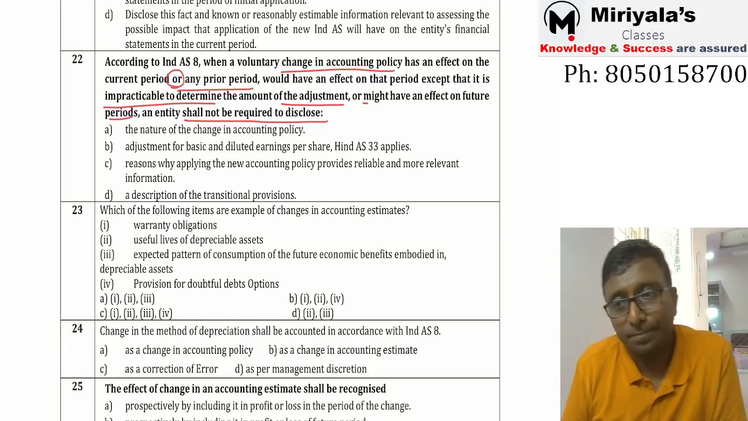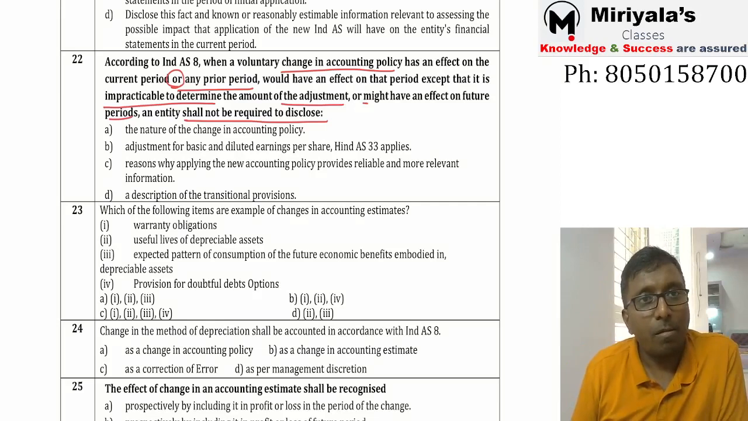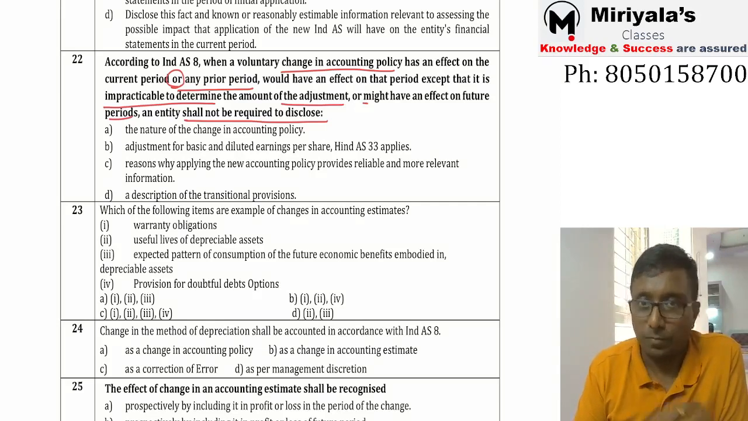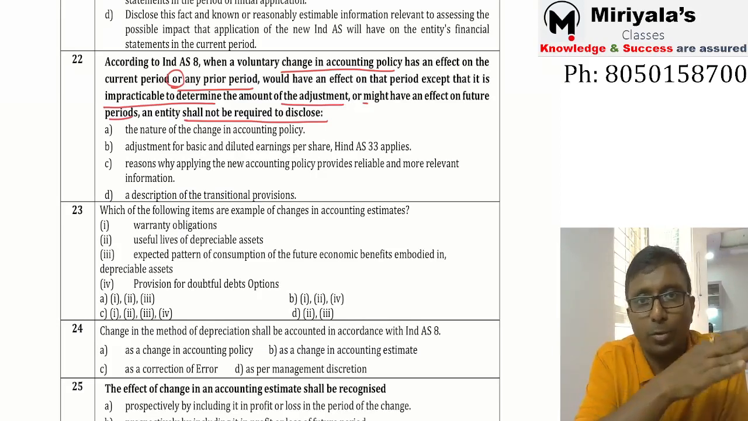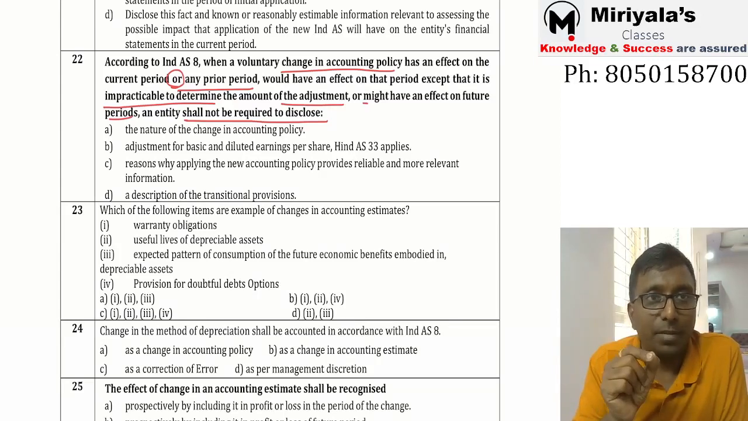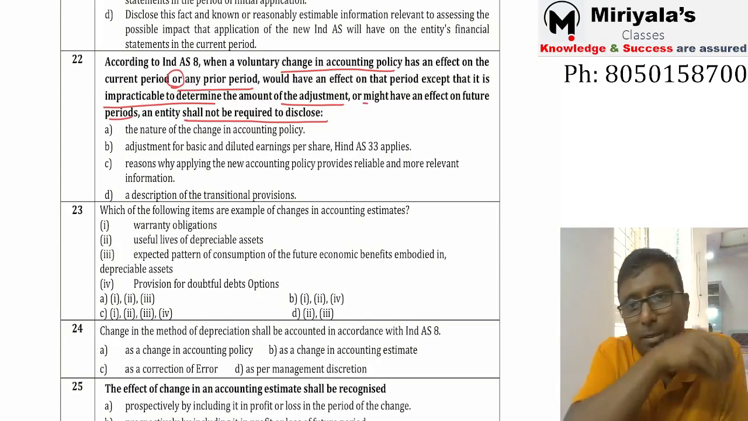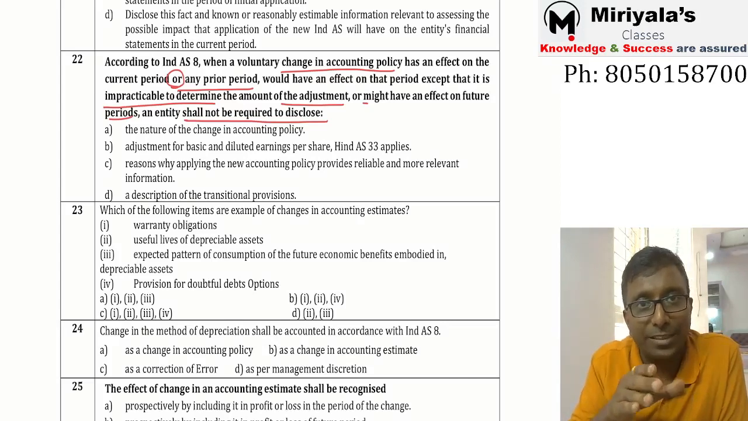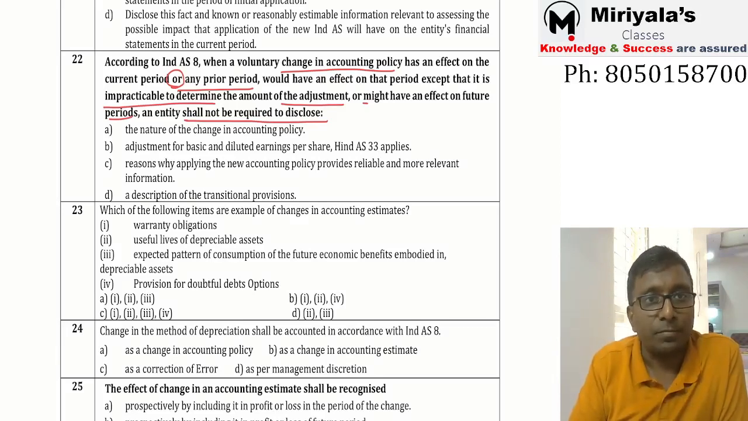Read the question carefully. Voluntary change in accounting policy. Normally, you are supposed to go by retrospectively only. If there is a voluntary change, retrospective is the only option. There is no other option. It has an effect on the current period or in the prior period, would have an effect on that period except that it is impracticable to determine the amount of the adjustment, or might have an effect on the future period as well. The entity shall not be required to disclose.